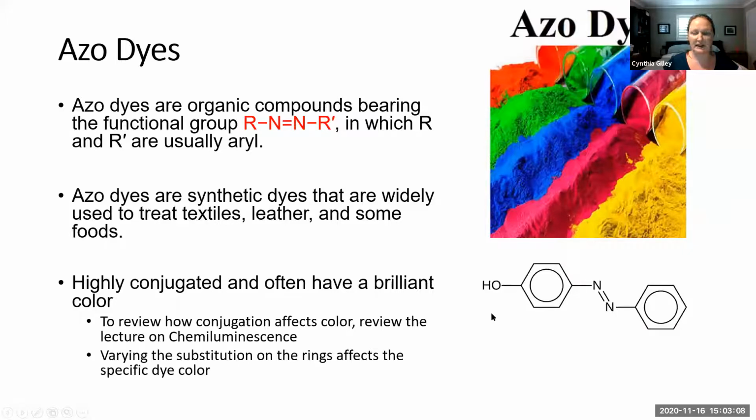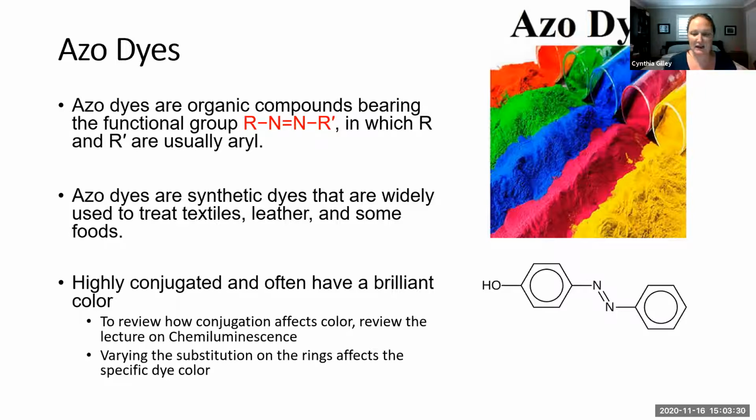Azo-dyes are synthetic in nature, meaning they're synthetically prepared as opposed to naturally found dyes. And they're widely used to dye cloth and other textiles, leather, and they're often also used as a coloring agent in preparing some foods.